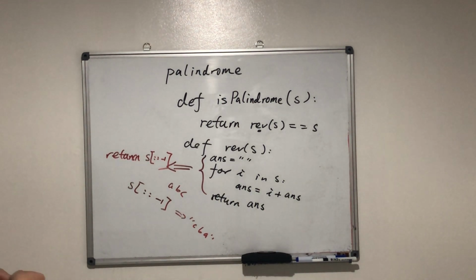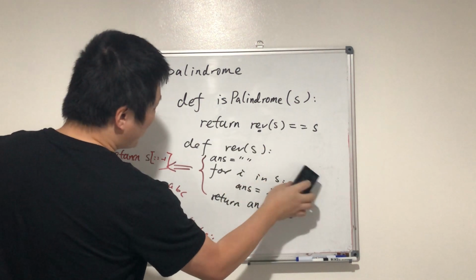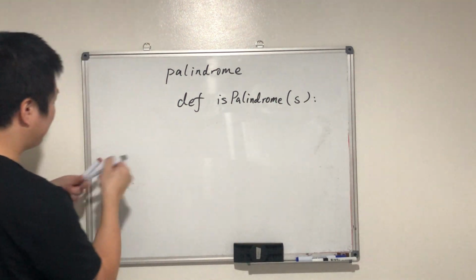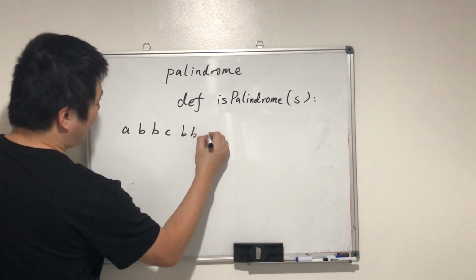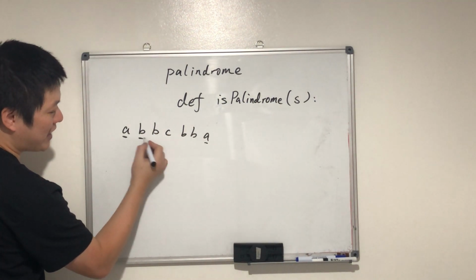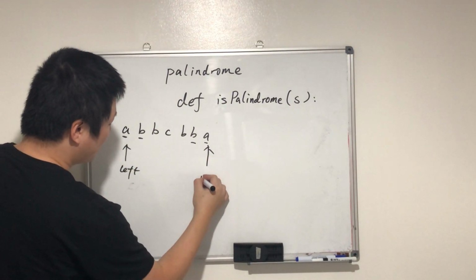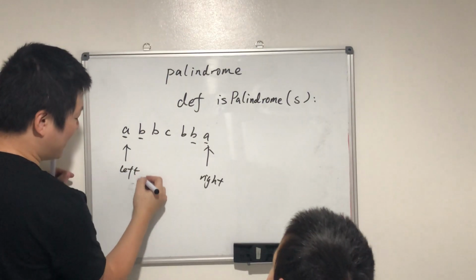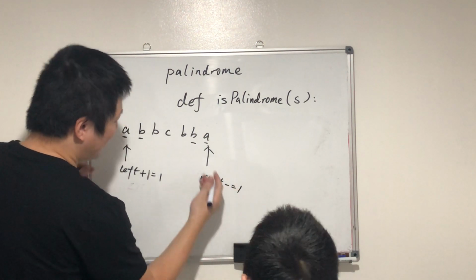We can also do it this way. We can check, for example, A, B, B, C, B, B, A. We check this character if it's the same as this. If it is the same, then I move it to B. So I have two pointers: one here, left, and one here, right. If it's the same, I move them towards each other: left plus equals 1, right minus equals 1, until they meet.